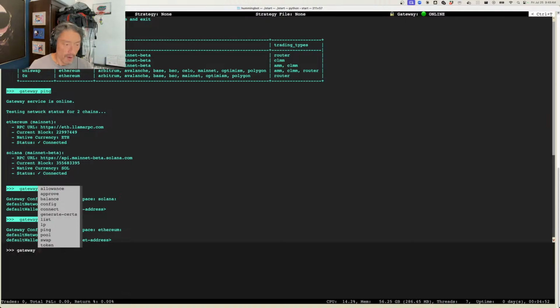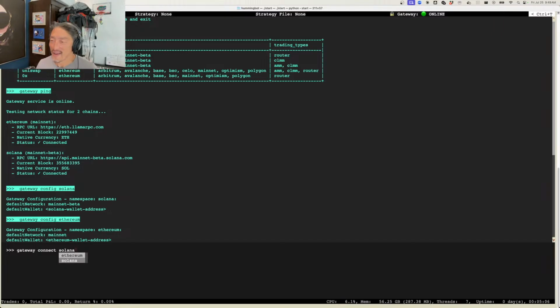So let's add a wallet first. To do that, we want to use the gateway connect button or gateway connect command. We can do that for Ethereum and for Solana. I'm going to focus today on Solana, mostly because I haven't fully tested all the Ethereum routes yet. But by the time 2.8 is working, it should work well for Ethereum and Solana.